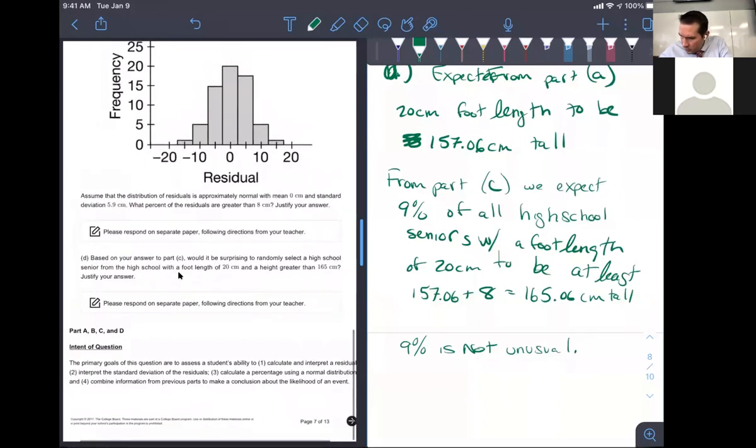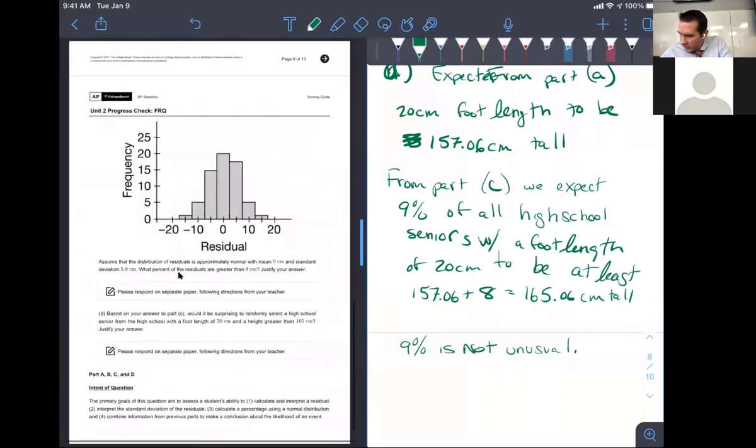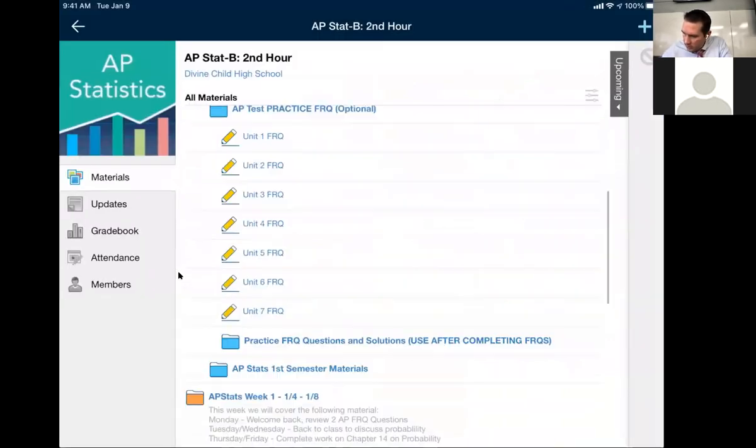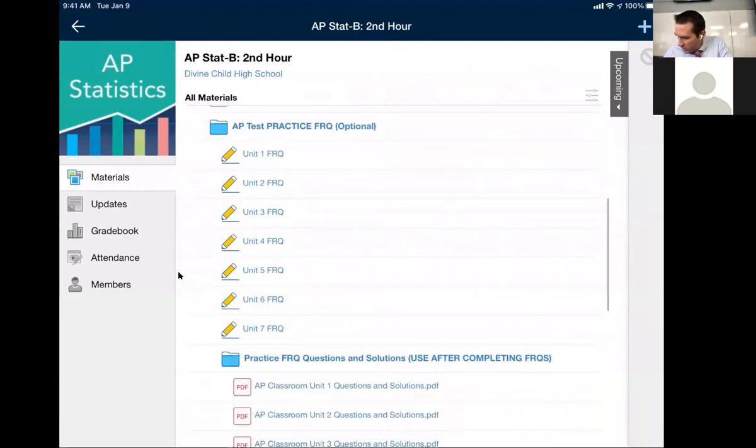So if you want to look over any of these results that we got today, because that's the end of our class, in this folder, subfolder, AP Test Practice FRQ, we have the questions and solutions to each one of those.